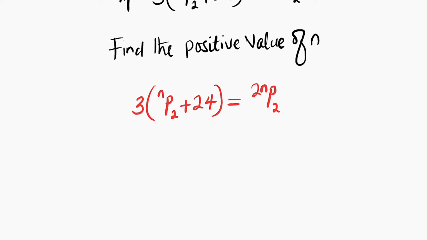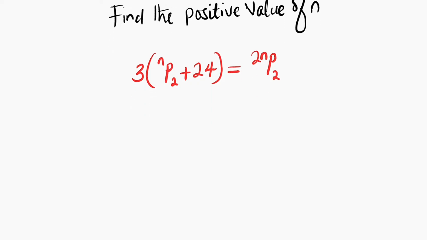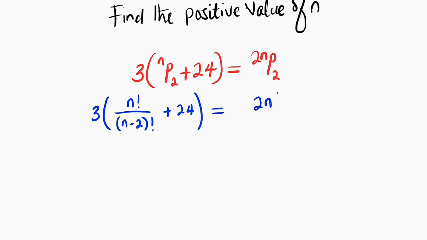We have 3 multiplied by nP2 plus 24. And to the right hand side, we have 2nP2. To the left hand side, 3 multiplied by nP2 can be written as n factorial divided by n minus 2, also factorial. Then we have plus 24. And to the right hand side, we have 2n factorial divided by 2n minus 2, also factorial.